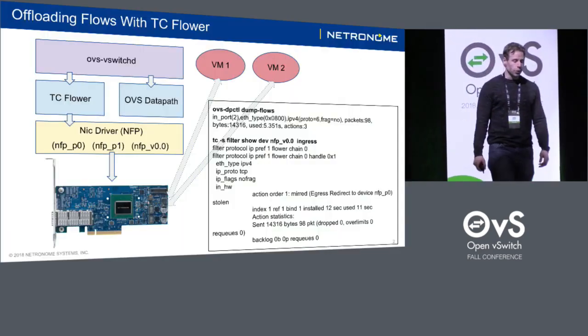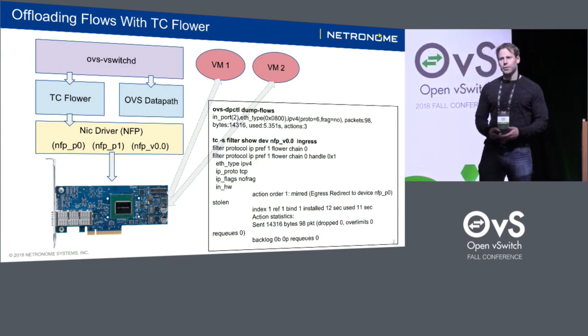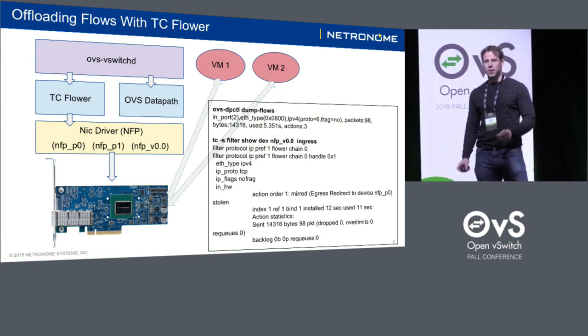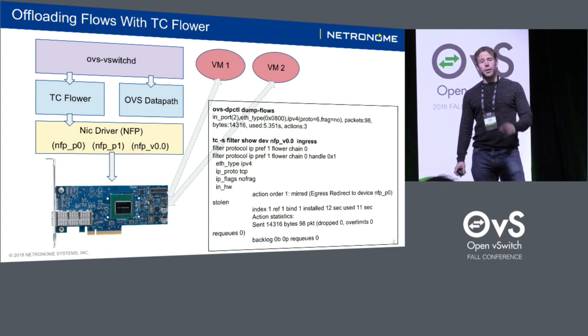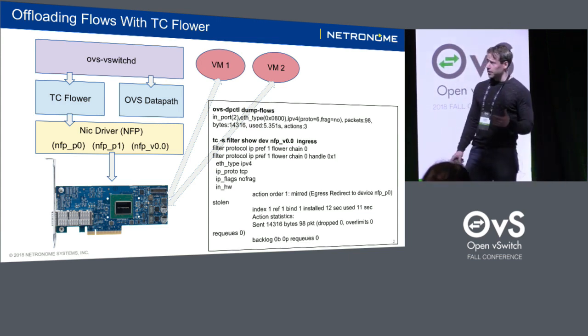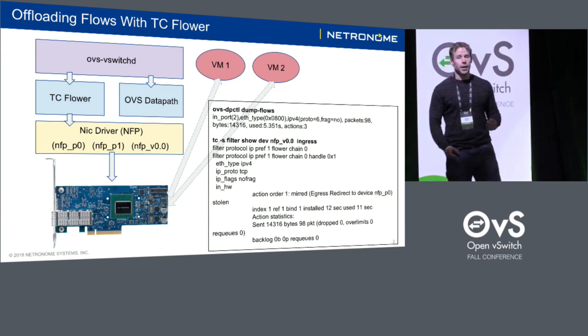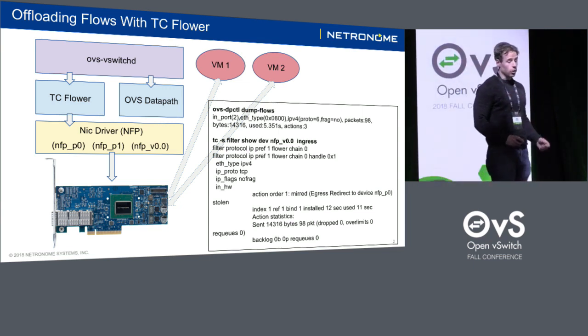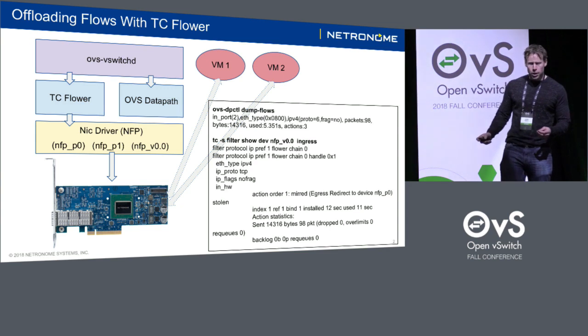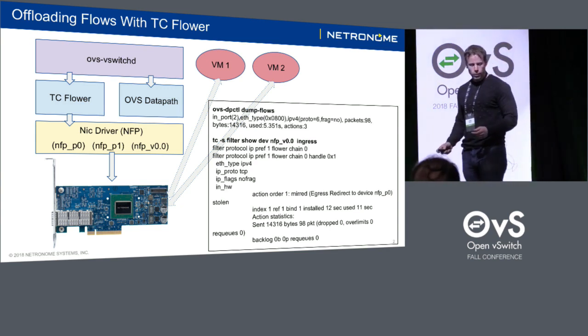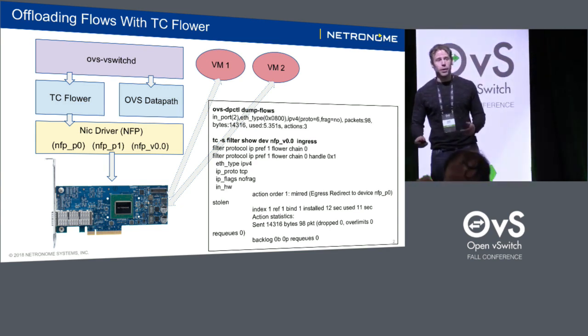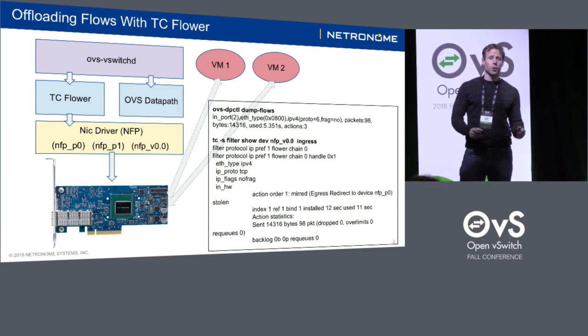So by way of introduction, this is the standard TC flower based model to offload the datapath of OVS to a hardware device. This is the approach you want to take if you want to do things in line with the upstream Linux kernel. The idea here is that we don't technically replace the OVS kernel datapath, we supplement it with a TC flower datapath.